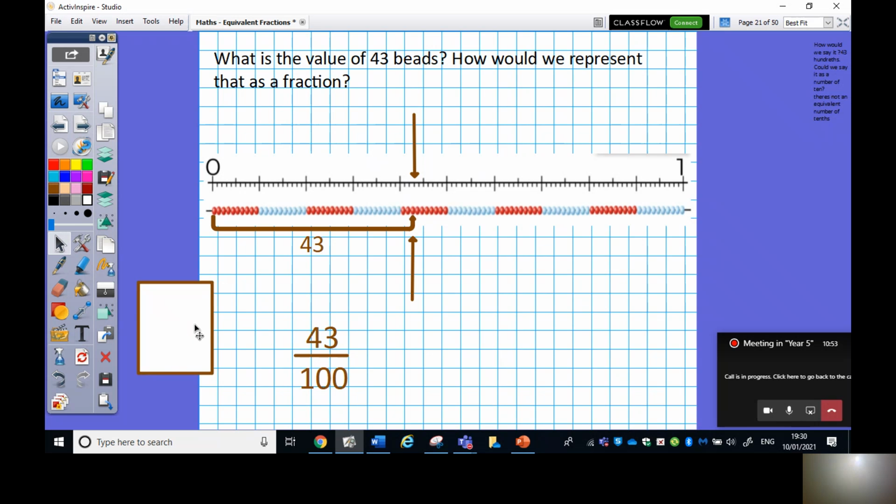Good, 0.43. Can we represent this as a tenth? Can we represent 43 hundredths as a tenth? No, we can't, because there isn't an equivalent tenth.